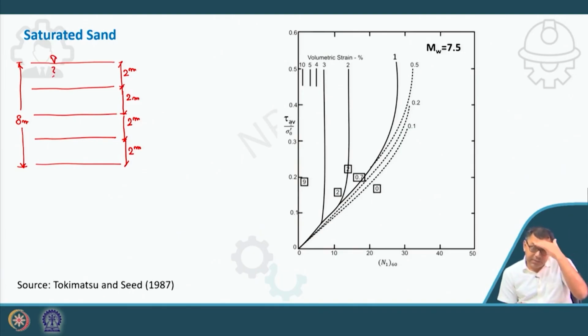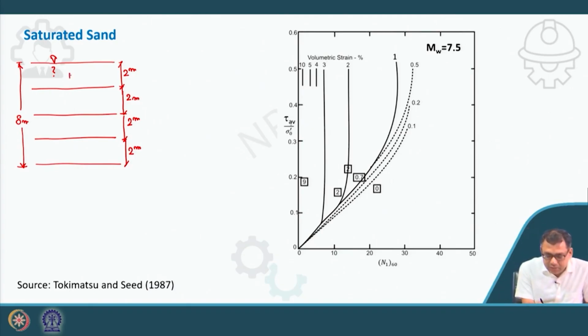Now, remember that the water table can be below the ground surface. In that case, this procedure is valid only for the saturated portion. For the dry portion above the water table, you have to follow the previous procedure. Clear? This procedure is only for below the water table, the saturated part. For the dry part above the water table, you have to consider the previous procedure that I have discussed. This procedure is also proposed by Tokimatsu and Seed, 1987.